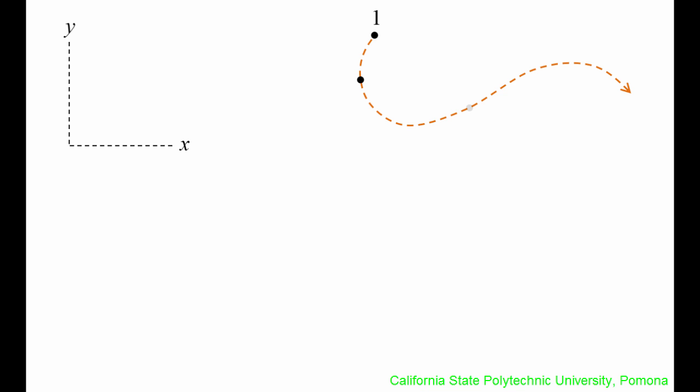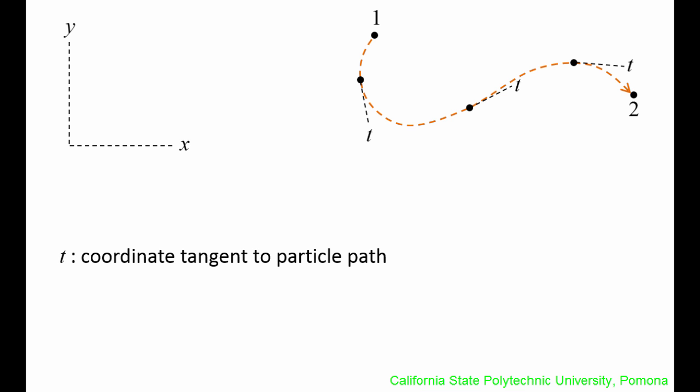However, when a particle moves along a curved path, it is sometimes more natural to describe its motion using a coordinate system that moves with the particle. We will call this the pathline coordinate system. In the pathline coordinate system, the t-coordinate is always tangent to the particle path and is pointed in the direction of motion. This means that the t-coordinate is always pointed in the same direction as the velocity vector.